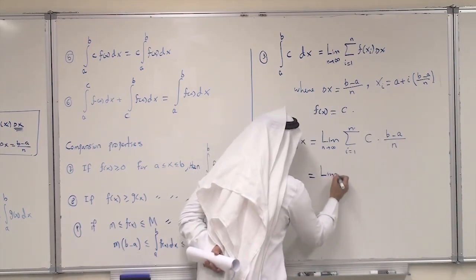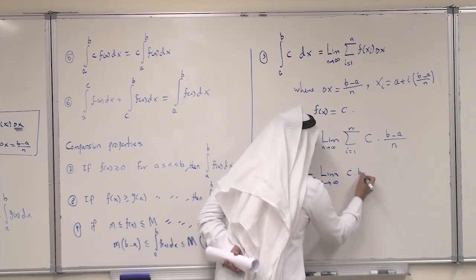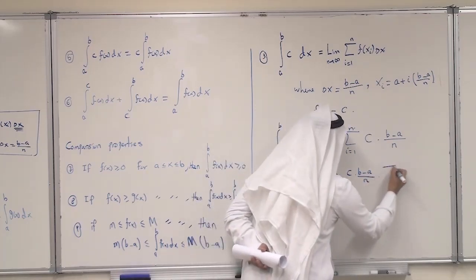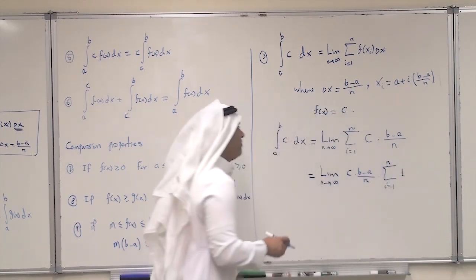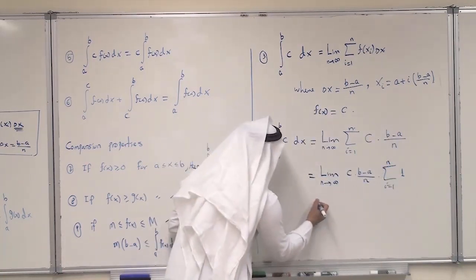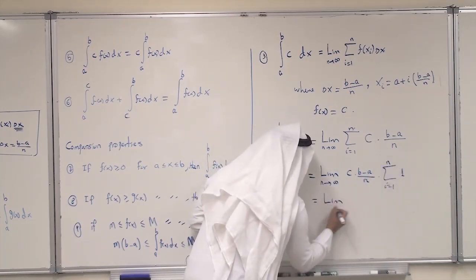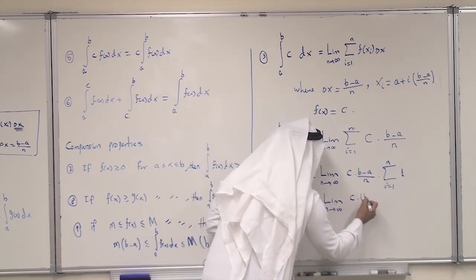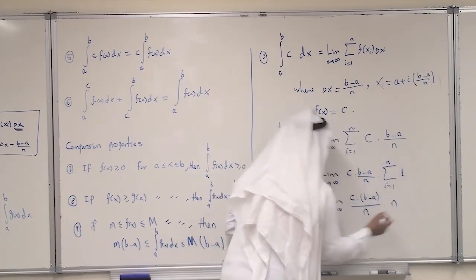And that will give me the limit as n goes to infinity of c times b minus a, all divided by n, times the summation from i equal to 1 up to n of 1, isn't it? After we take everything outside, what remains here is just 1. Now, what is the summation of 1, n times, from 1 to n? That is only what? n. So this is the limit as n goes to infinity. We have c times b minus a divided by n, times the summation, which is equal to n.